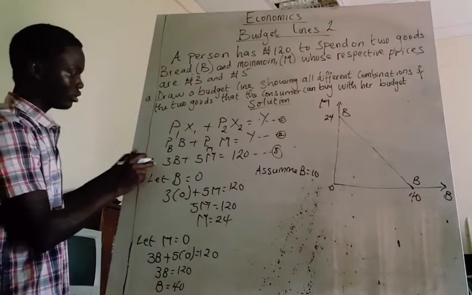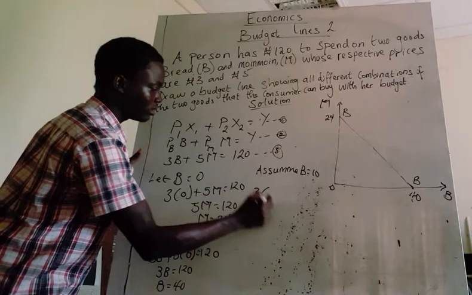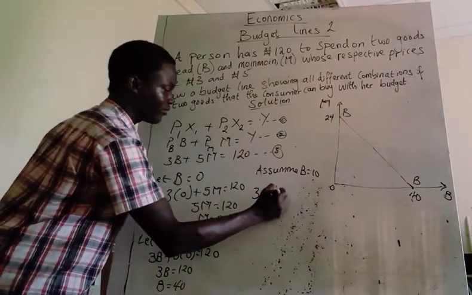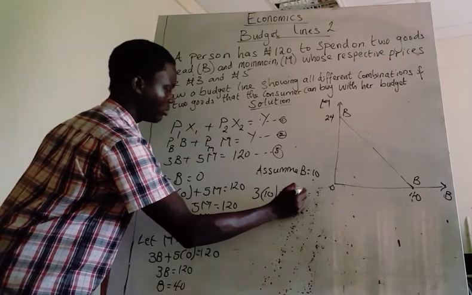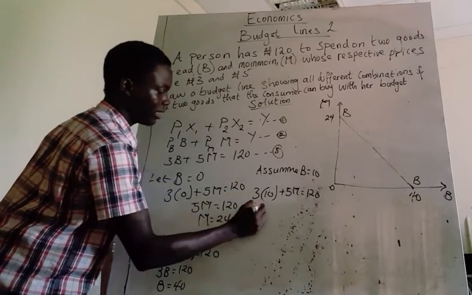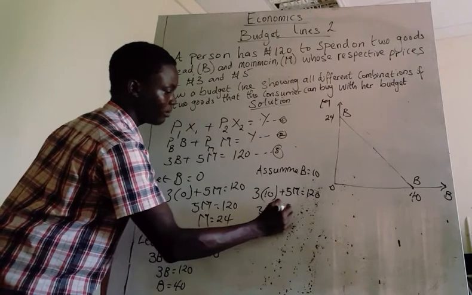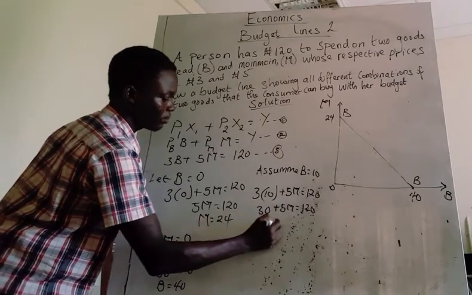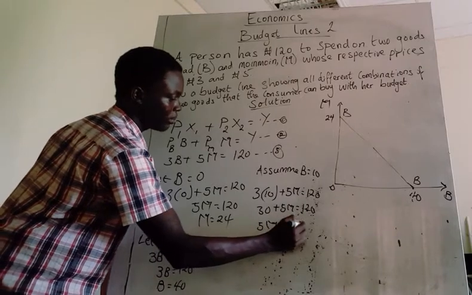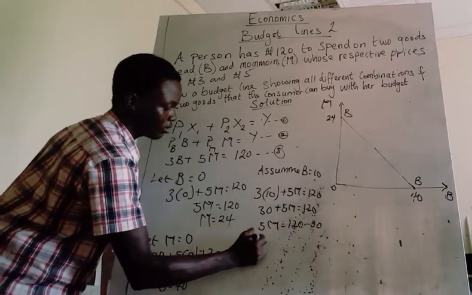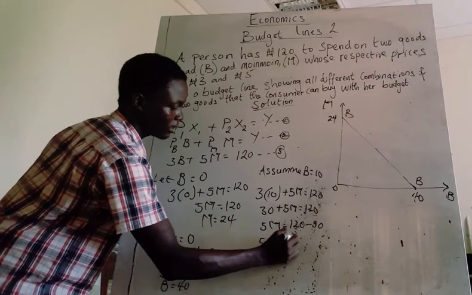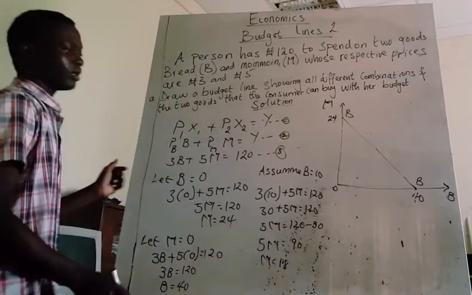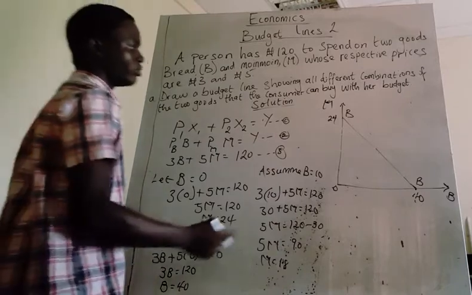So since the price is 3, we have 3 into bracket 10, plus 5M equals 120. So this is 30 plus 5M equals 120. So we have 5M equals 120 minus 30, in such a way that 5M equals 90 and then M equals 18. So our consumer will be able to buy 18 moi moi.